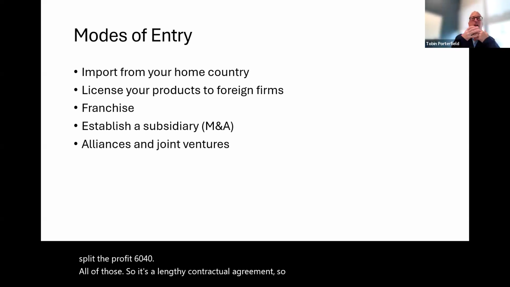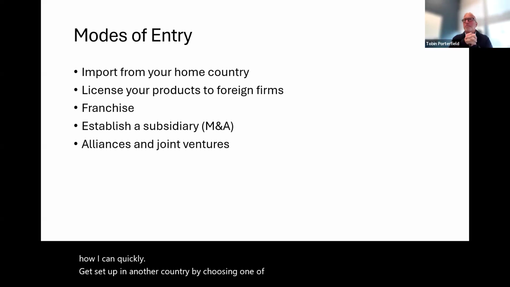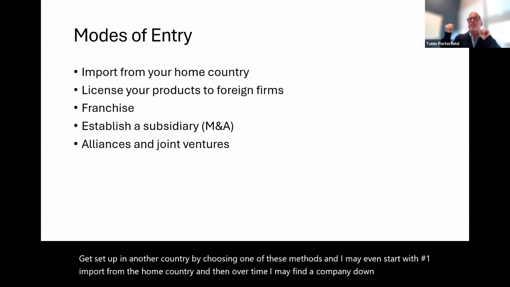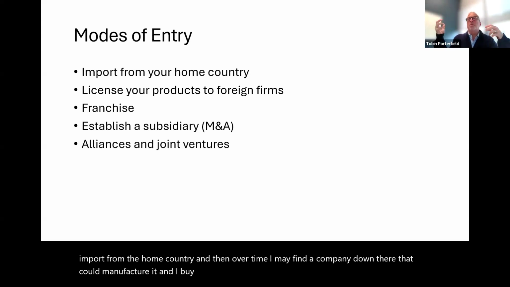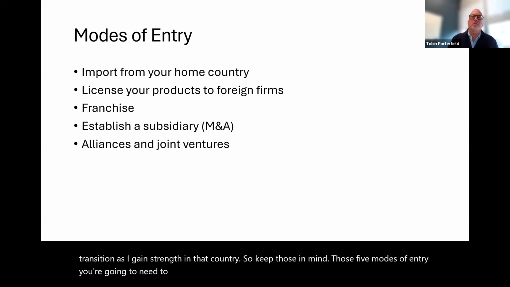So all these ways, I hope, you can picture how I can quickly get set up in another country by choosing one of these methods. And I may even start with number one, import from the home country. And then over time, I may find a company down there that could manufacture it and I buy them. So this doesn't have to be a one time for all. I can transition as I gain strength in that country. So keep those in mind, those 5 modes of entry. You're going to need to use those in your deliverables this week.